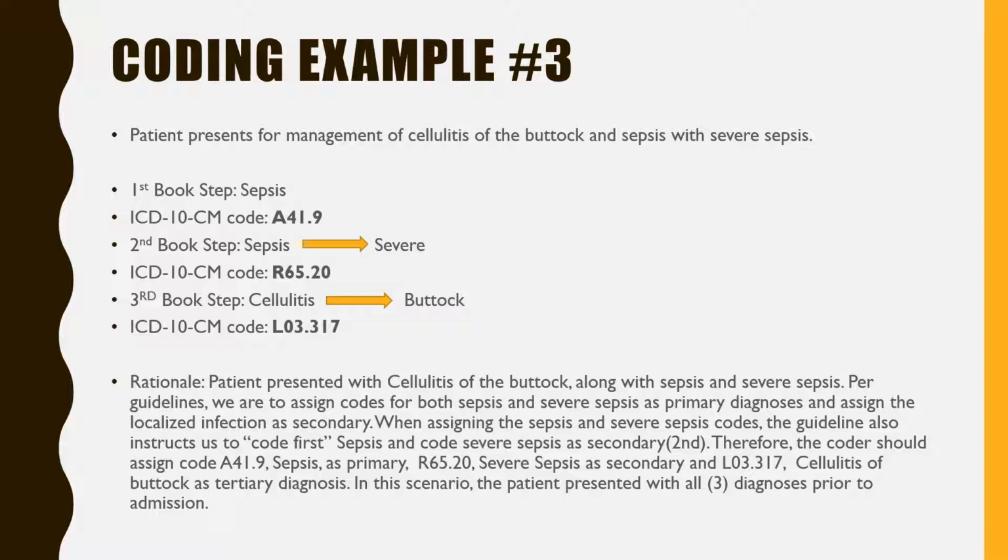In our second book step, again, we're going to identify sepsis. However, we need to specify the type of sepsis, and in this case it is severe sepsis. Our ICD-10-CM code should be R65.20.